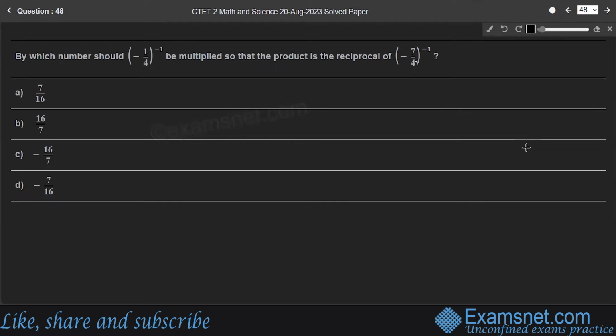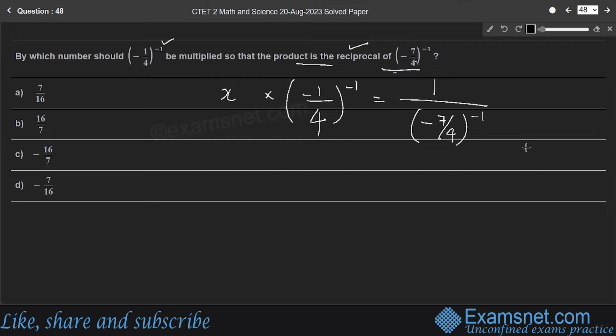Question 48. By which number should minus 1 by 4 raised to minus 1 be multiplied so that the product is the reciprocal of minus 7 by 4 raised to minus 1? So if you multiply a number, let it be x, when x is multiplied by minus 1 by 4 raised to minus 1, you will get the product as the reciprocal of minus 7 by 4 raised to minus 1. Reciprocal means 1 by minus 7 by 4 raised to minus 1.